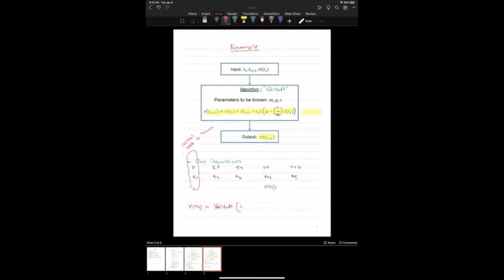So we will write T3, and then we want it at T4, VT3. That is correct. Yes, velocity update. Is this correct? Or what is the problem with that? The problem is we don't know what VT3 is. We don't know.